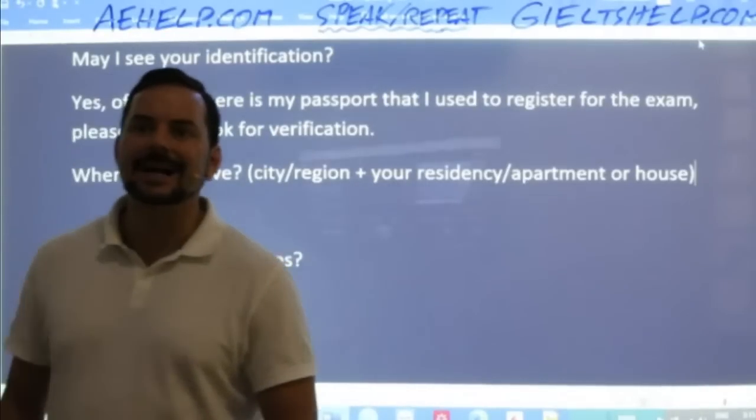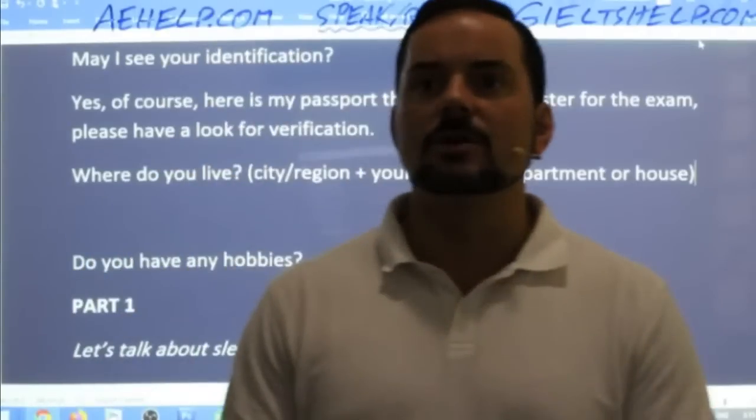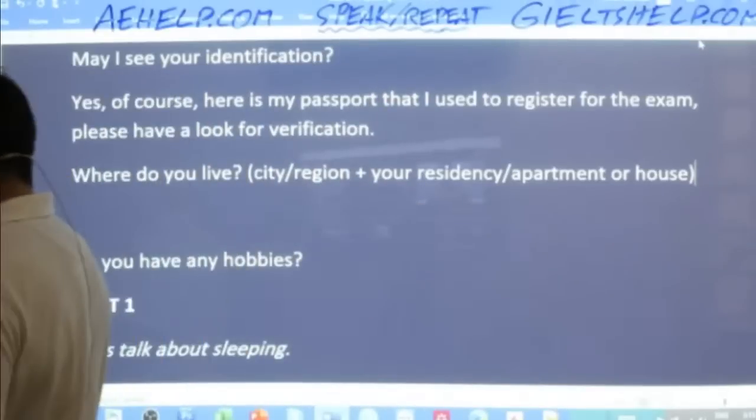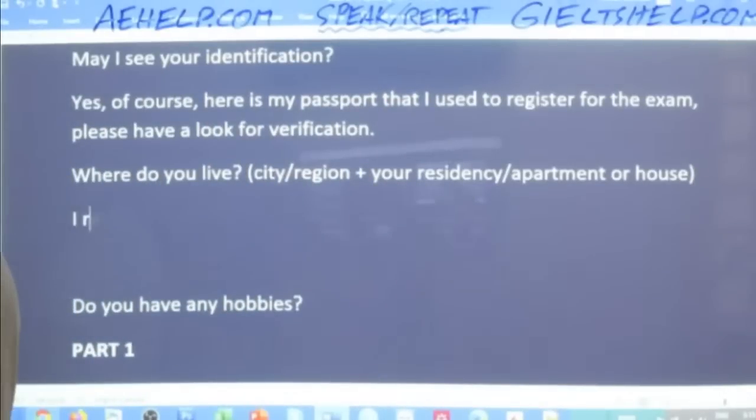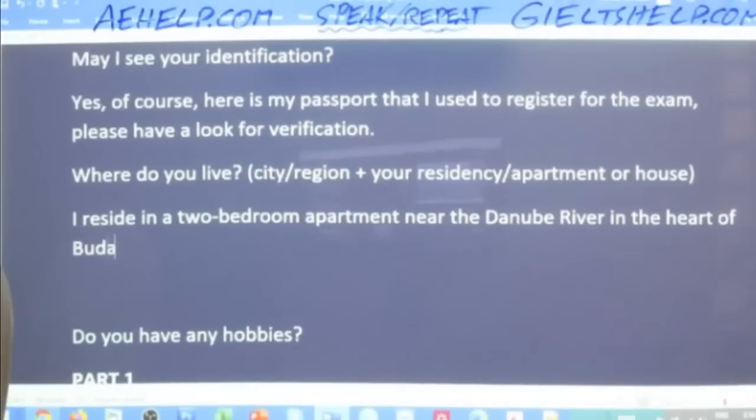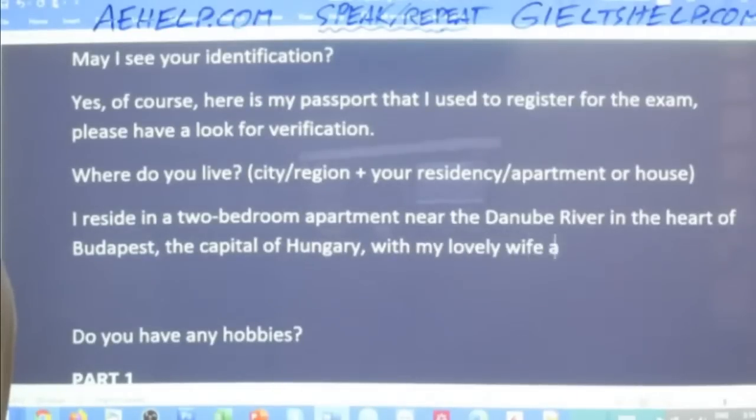Beckjan says, I reside in a 4-bedroom house with my family in a small village, Ushkun, and I've been living there since my childhood. Very good. Yeah, residence and reside. Reside is a nice word as well. So I reside in a 2-bedroom apartment near the Danube River in the heart of Budapest, the capital of Hungary, with my lovely wife and daughter.